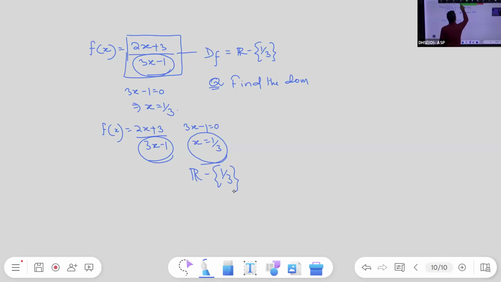Akarshak, did you understand now? Is it clear to you? Akarshak, write in the chat box. Okay, then write down the question: find the domain of the following functions.